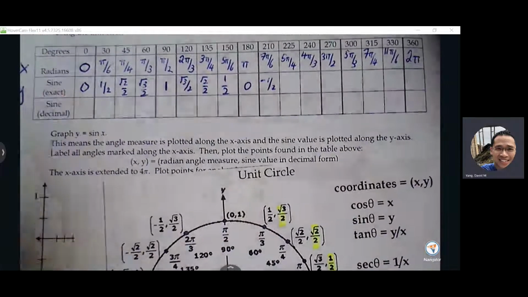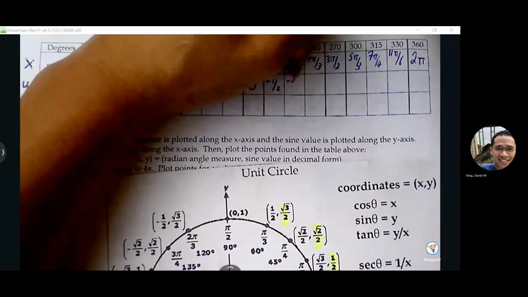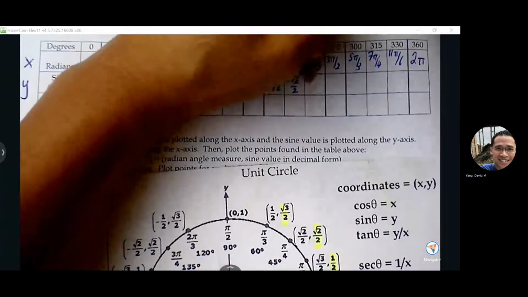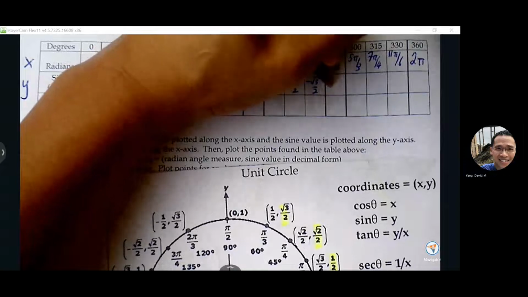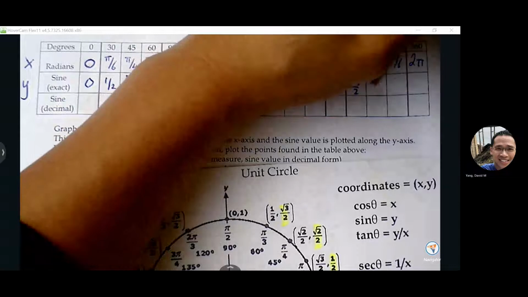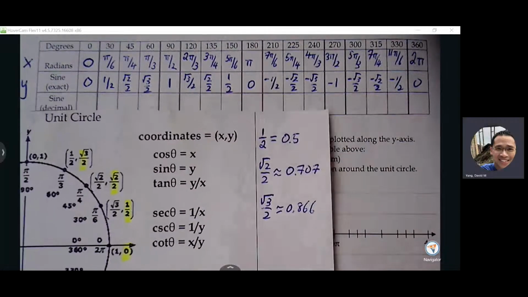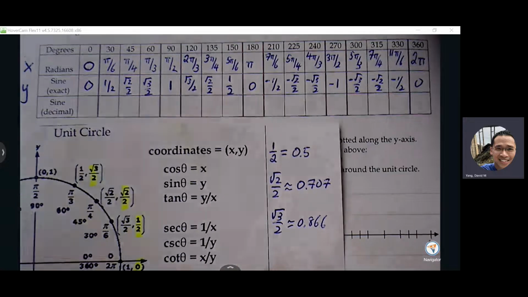And we know that for sine, first and second quadrants are positive, right? Third and fourth quadrants are negative, so we see all these negative values start popping up. And then we're just going to translate those more difficult radicals into something that's easier to plot.